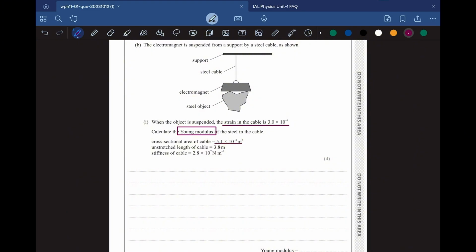As they have given us the strain, we know the formula of strain is del x by L. Right? We know the formula of strain is del x by L.